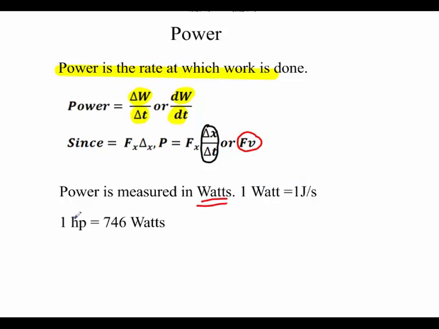You often see the term horsepower used for power. Now 1 horsepower is equal to 746 watts. So sometimes you'll have to make conversions.